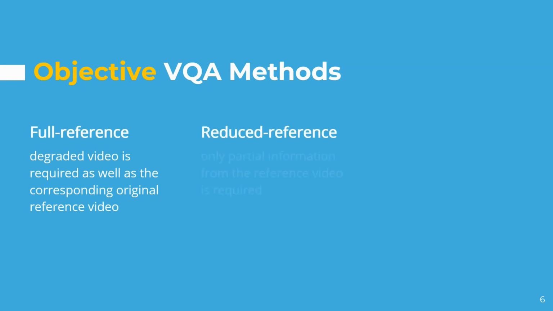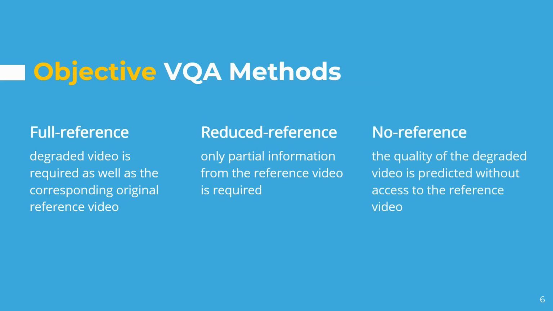And the second one is reduced reference. In reduced reference, only partial information of the reference video is required. And the third method is no reference, in which there is no reference video, and the quality of the degraded video is predicted without access to the reference video.